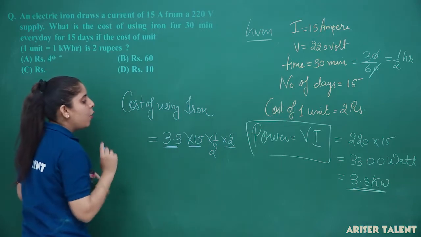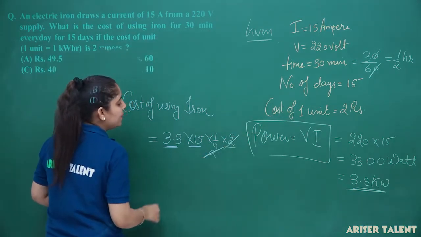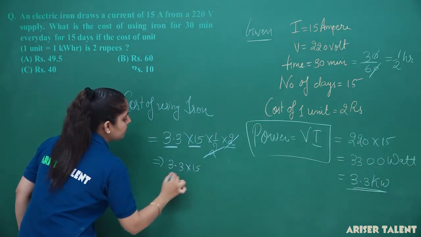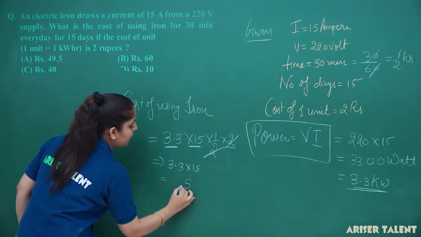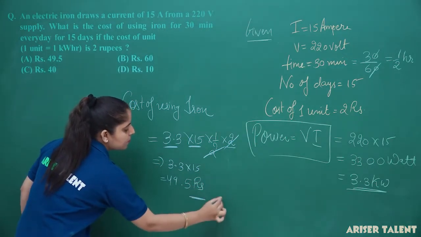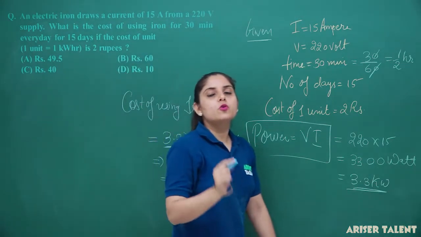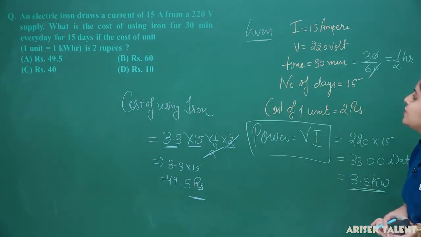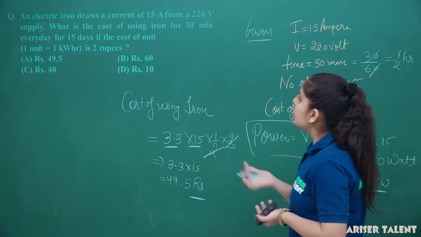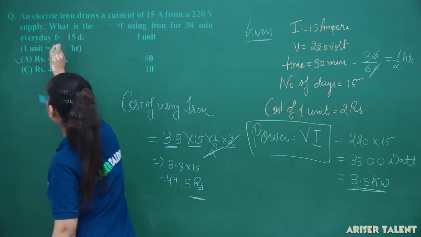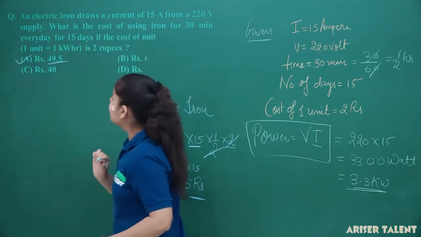So we will multiply all these terms. So 2 will be cancelled by 2. So it came out to be 3.3 into 15. 15 times 3 is 45, so 49.5 rupees. So the cost of using that iron came out to be 49.5 rupees. Let us check the options here. Option A is the correct answer, as we are getting 49.5 here. So we can say that option A is correct.